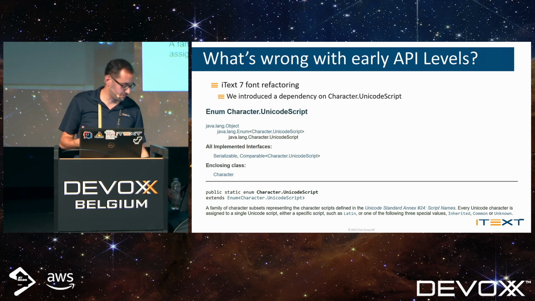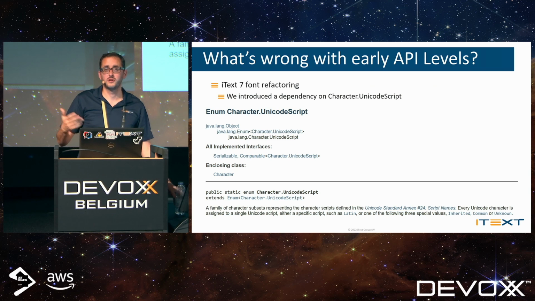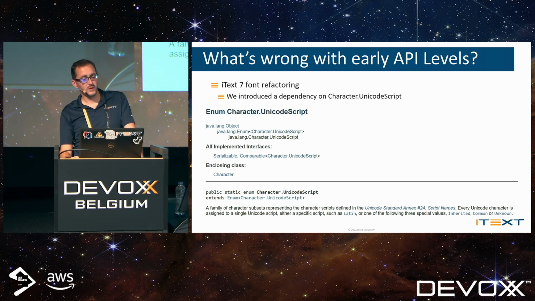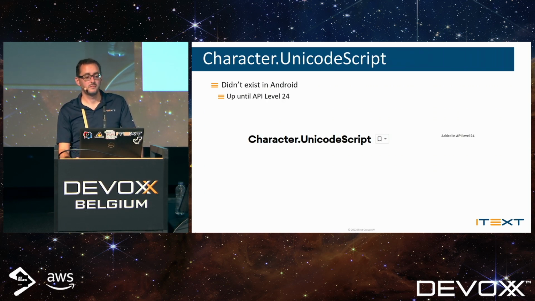In order to do that, if you want to support that, you want to use Unicode, which is the standard for fonts and characters. And we introduced a dependency on character.unicode script, a seemingly innocent enum class in Java in the JDK, but apparently that was not available on Android. If you try to build with API level 20, it didn't work. If you try to build with API level 23, it didn't work.